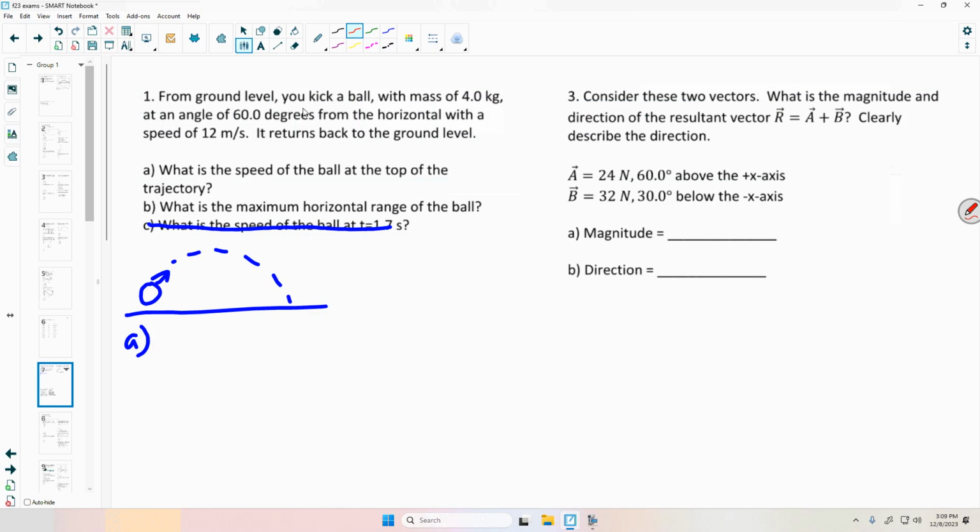All right, so the first part is just: what is the speed of the ball at the top of the trajectory? That's relatively easy, because at the top of the trajectory it only has an x component of velocity. So I'm really asking for V naught x. V naught x is equal to V naught times the cosine of the angle. That's going to be 12 times cosine of 60.